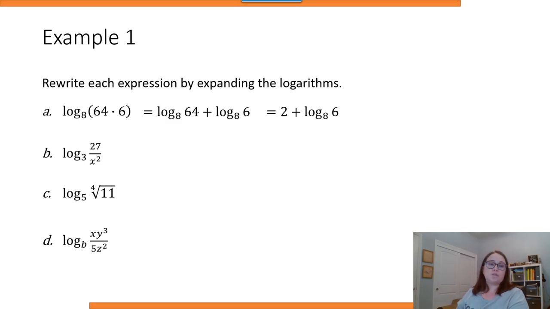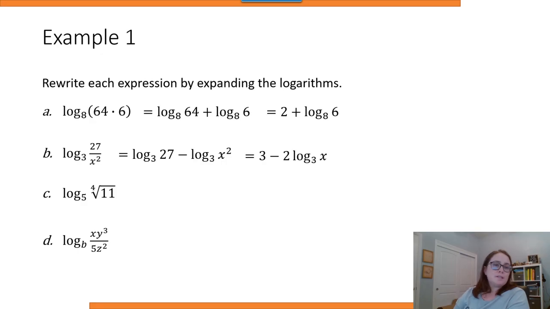Here I can use the quotient rule since they're dividing. So this becomes log base 3 of 27 minus log base 3 of x squared. 3 to the third power is 27, so log base 3 of 27 is going to be 3. And I can also pull the 2 on the x out of that log and multiply it out front. So this becomes 3 minus 2 times the log base 3 of x. And I used a couple of rules there.